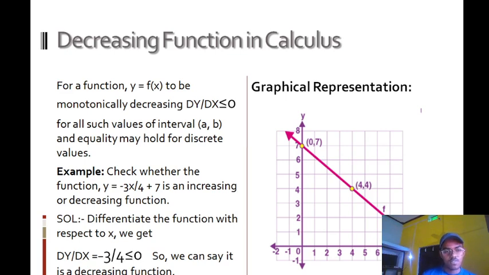Example: check whether the function y equal to minus 3x/4 plus 7 is an increasing function or decreasing function. Solution: differentiate the function with respect to x. We get dy by dx is equal to minus 3/4, which is smaller than 0. So we say that it is a decreasing function as given in the figure.